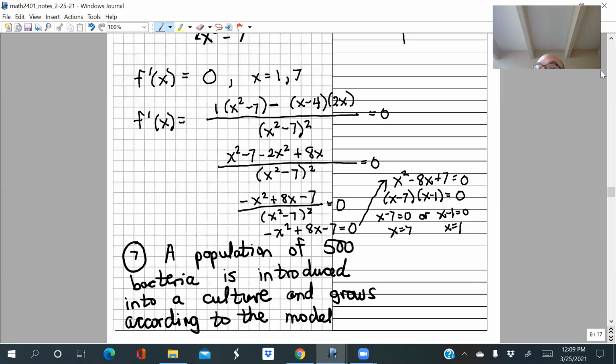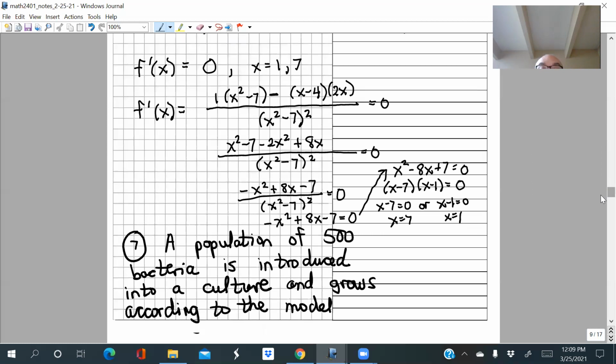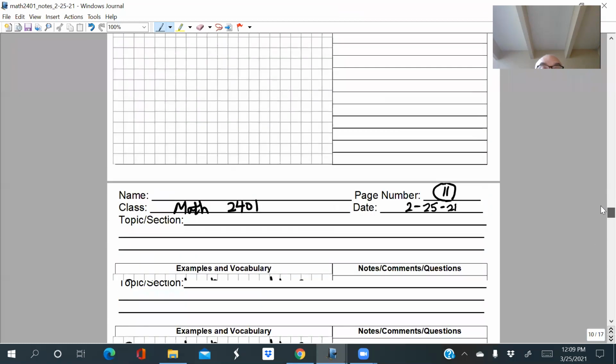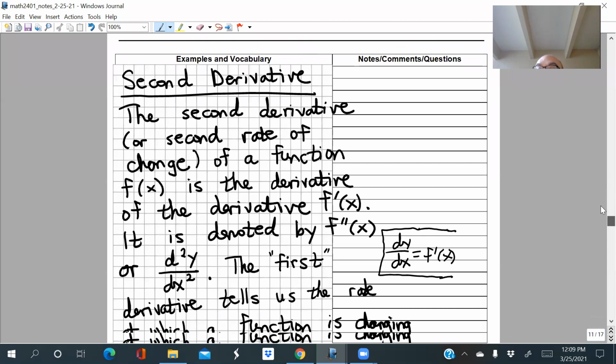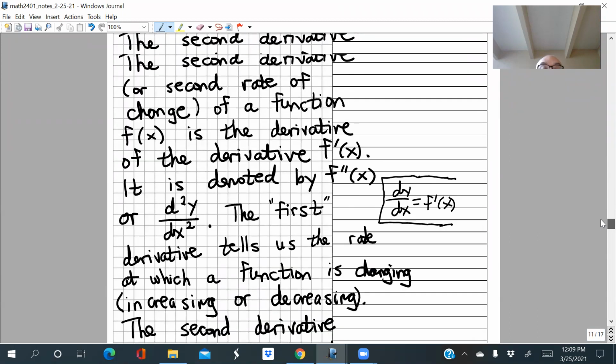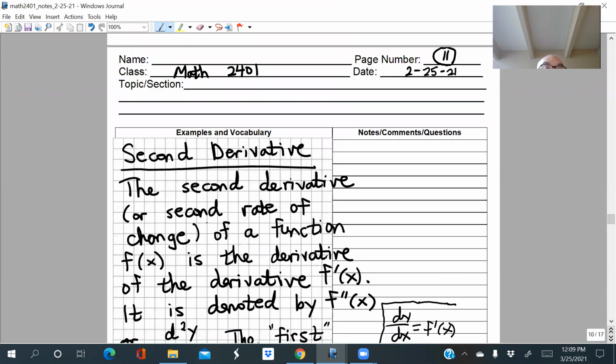All right, this example I'm not going to do. I had an applied example, but we'll skip that one in the interest of time. I want to talk to you now about what's called the second derivative. Conceptually, it's easy to understand what the second derivative is, but how we use it in practice is more difficult. But the basic idea is easy.